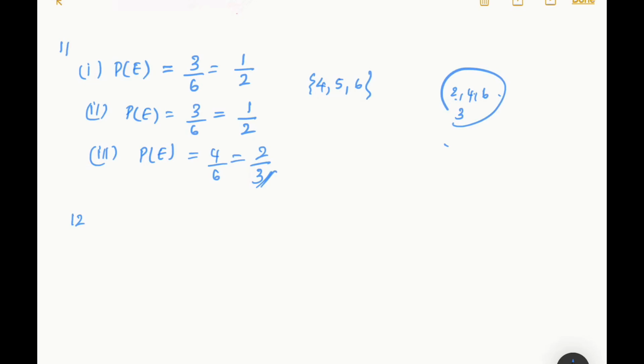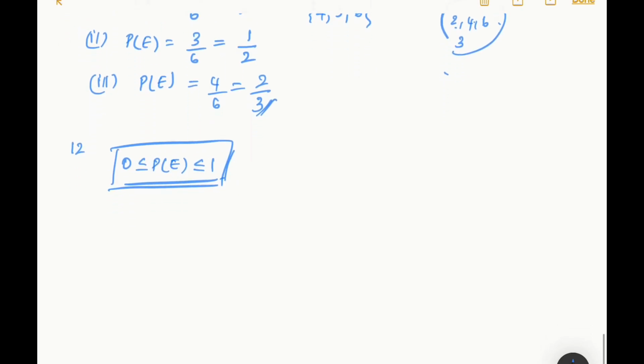So let's do the 12th question. Which of the following cannot be a probability? I'm just explaining it. With that explanation, you can just complete it. So we have already learned that probability should be always between 0 and 1. With this reference, you can just check out. So negative numbers cannot be a probability of an event. So check out through this and find out which of the following cannot be the probability of an event.